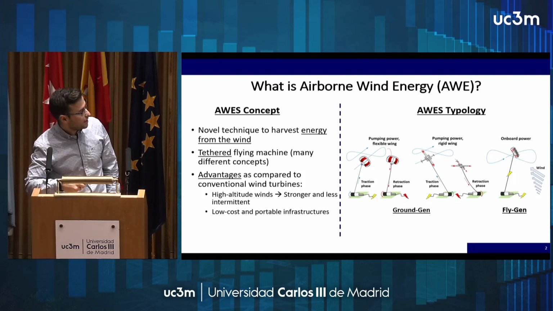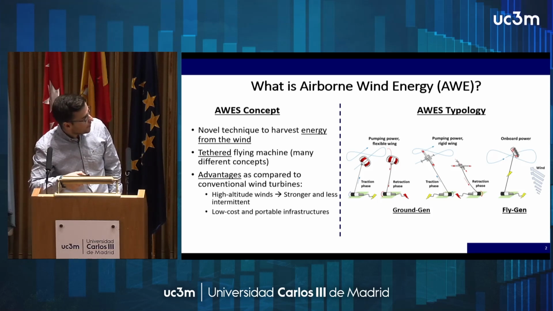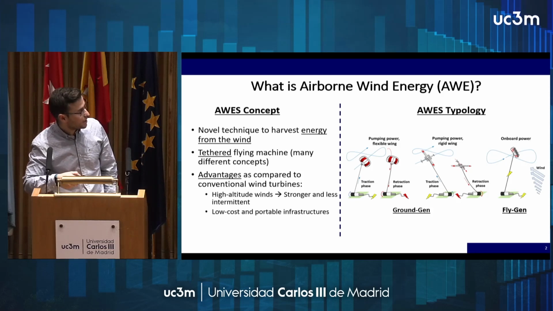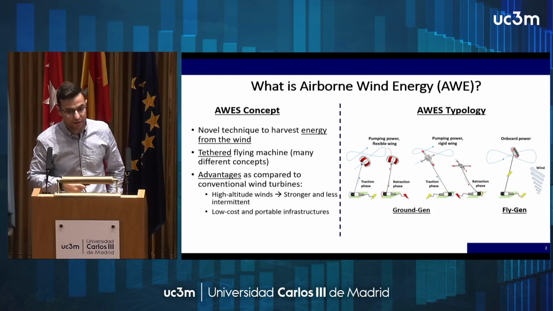On the other hand, the fly-gen systems basically use drones with onboard turbines. They also fly these crosswind trajectories to harvest energy directly from the turbines and then send it back through the tether to the ground.